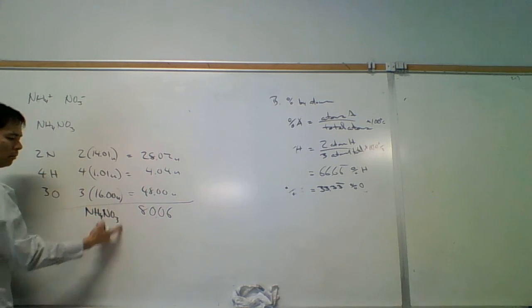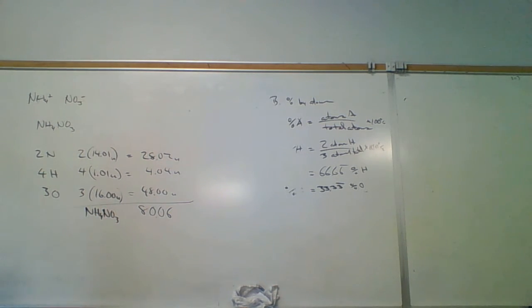And so, what should I say, 1 molecule of ammonium nitrate? 1 molecule of ammonium nitrate weighs 80.06 u? No, because does ammonium nitrate form molecules or does it form a lattice? Well, first thing we ask is, is ammonium nitrate a molecular compound or is it an ionic compound?